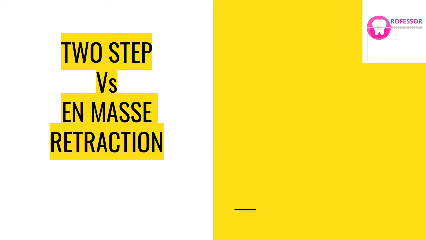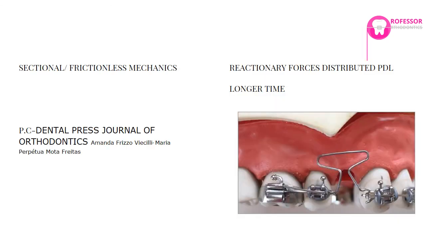Anchorage value can also be increased by decreasing the reactionary forces on the anchorage unit. You can do that in 2 ways. You can do a two-step orthodontic correction, or you can do en masse. When you say two-step correction and en masse correction, you're basically saying that instead of moving all the teeth at the same time, you can move some teeth at once, so that you have a lesser number of teeth to be moved in the first step, hence lesser reactionary forces exerted on the anchorage unit, hence lesser loss of anchorage. Okay, so that's the whole concept.